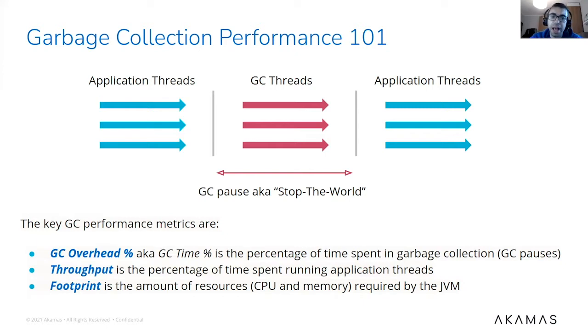Throughput is the percentage of time the application threads actually run. So if we have 20% GC time, my throughput will be 80%. Last important property is footprint, which is how much memory or CPU the JVM actually requires to run.